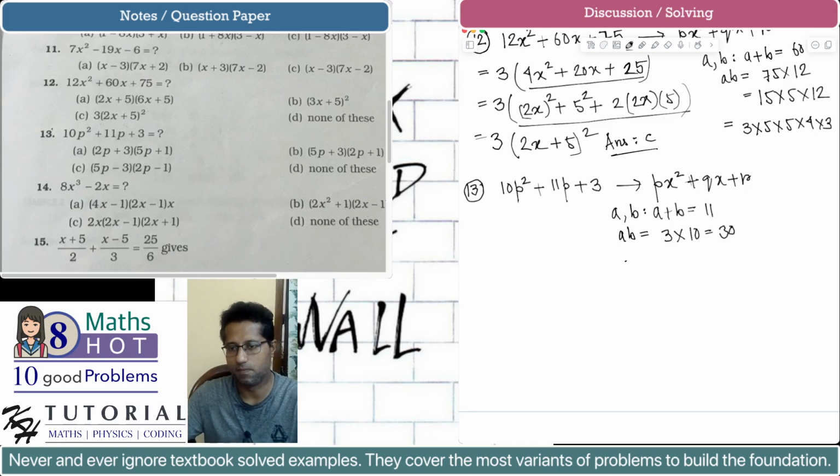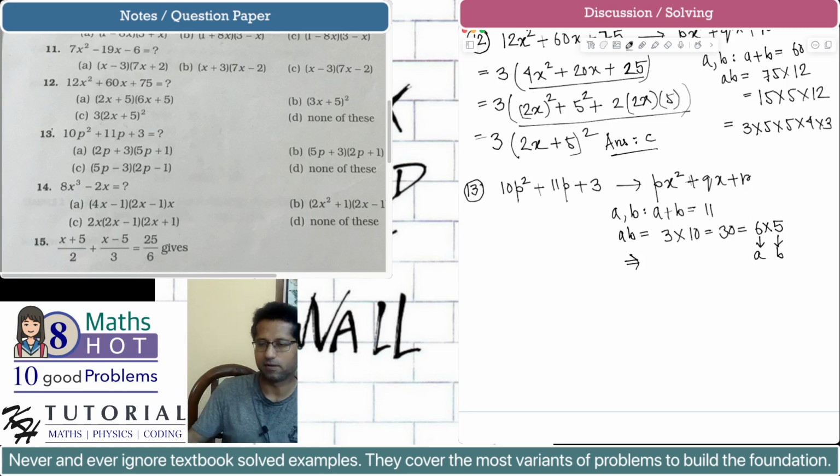What can a and b be? 30 can be considered as 6 into 5. Now, finding out a and b, you must be very quick. You must not take too much time in finding out a and b, if at all it can be found. So we can consider 30 as 6 multiplied by 5. So their sum is 11, and also their product is 30. So you can consider 6 as a and 5 as b, even though it does not matter.